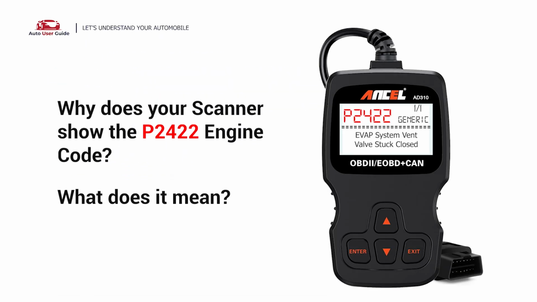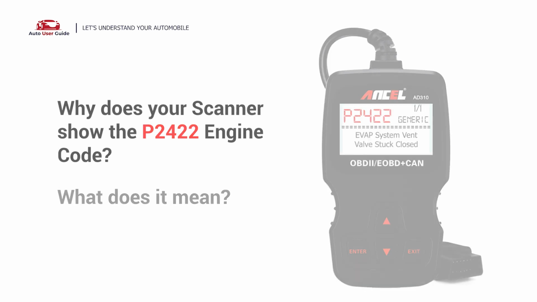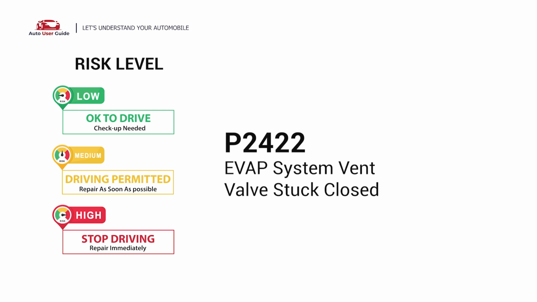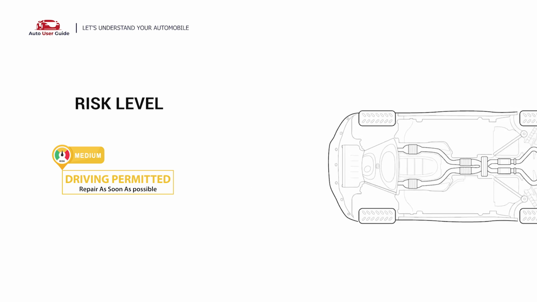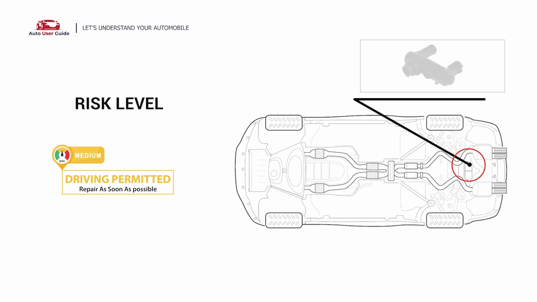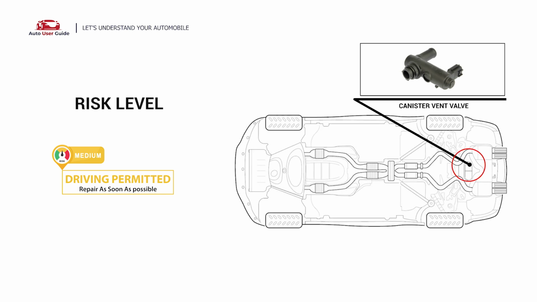Why does your scanner show the P2422 engine code? What does it mean? P2422 is a diagnostic trouble code for EVAP system vent valve stuck closed. It indicates that the vent valve of the EVAP system is stuck closed.